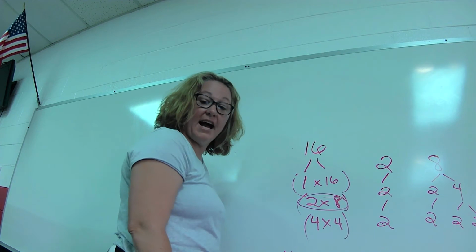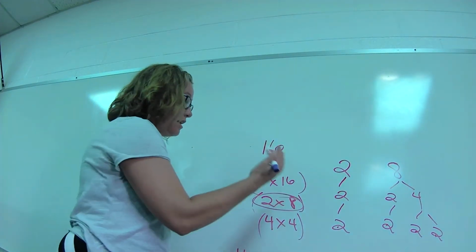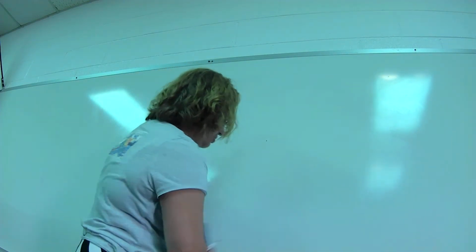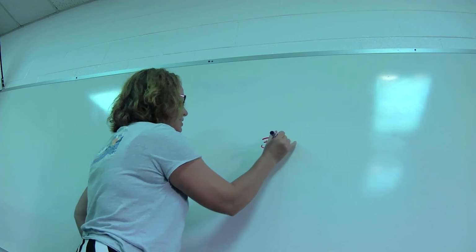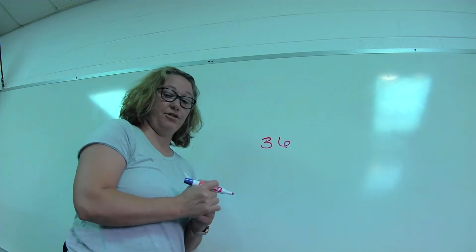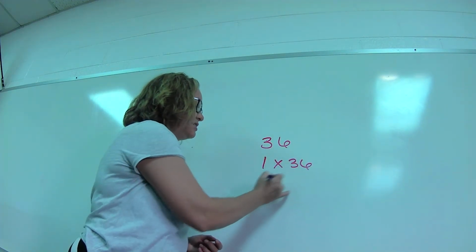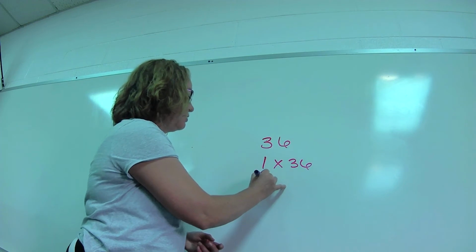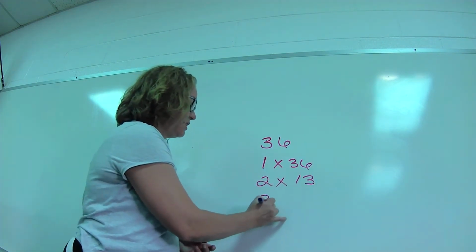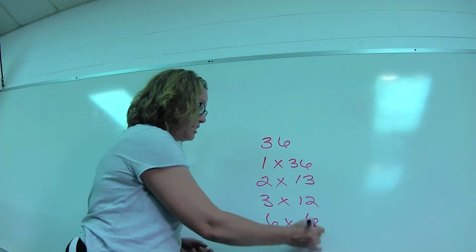So we can use a factor tree to also find the prime numbers. So let's try another number here. All right, so we have 36. Let's go with 36. What is a pair of factors that go into 36? Well, again, we're doing the pairs. You have 1 times 36. You could have 2 times 18, 3 times 12, or 6 times 6.